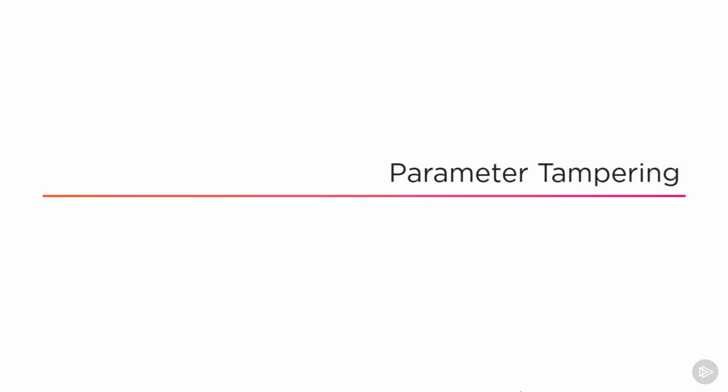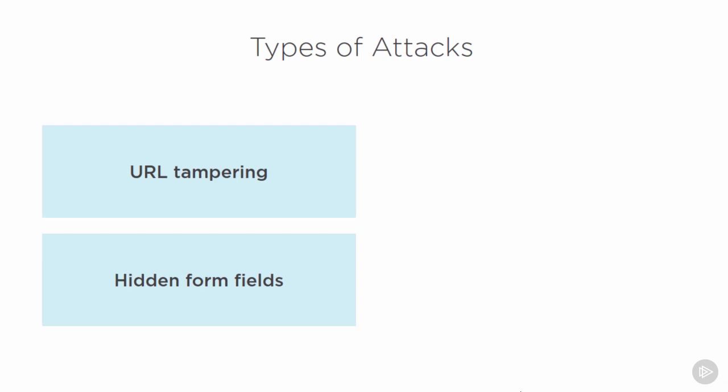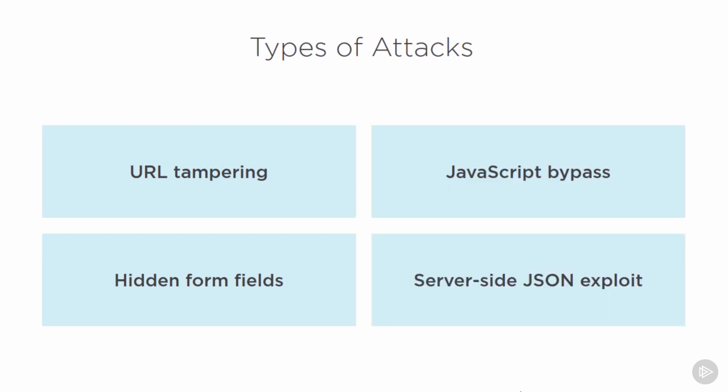trace? Will it show us something that we shouldn't be authorized to see at all? Will any such attacks lead to data leakage of some kind? These types of questions can be answered by using the technique of parameter tampering. Now, there are numerous attack vectors in this particular technique, but some of the ones that we'll be looking at include URL tampering, hidden form field tampering, JavaScript validation bypass, and server-side JSON exploit or JSON injection.